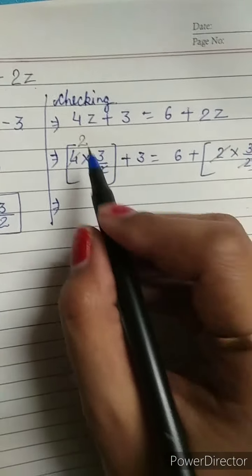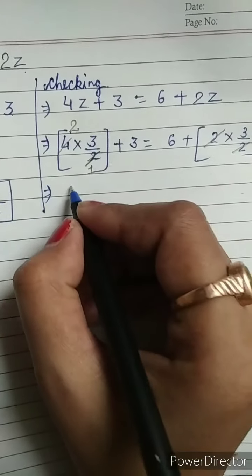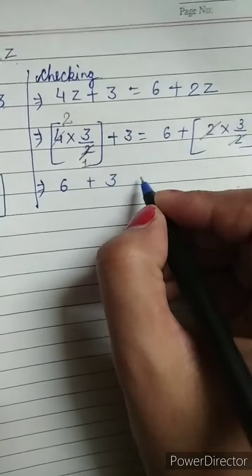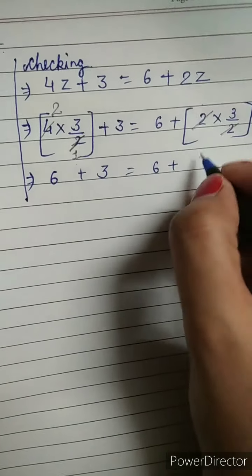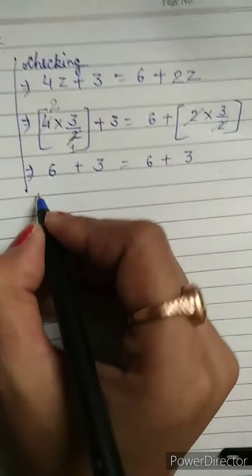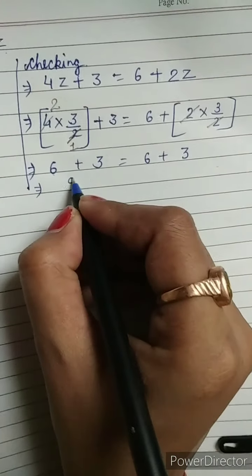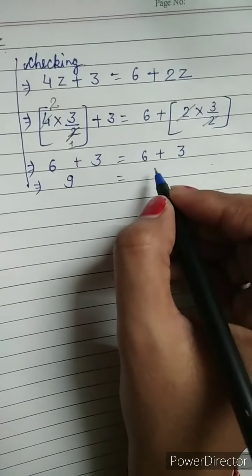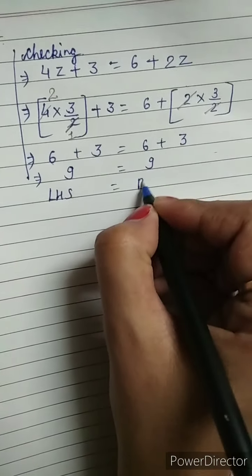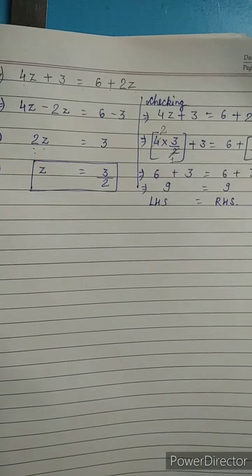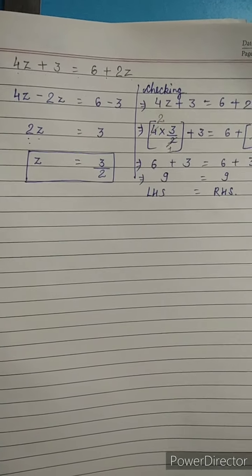Okay, so when we open the bracket, 2 threes are 6 and here 3, here 6 as it is, and here we have 1, so 1 into 3 it will be considered as 3. So 6 plus 3 is 9 and here 6 plus 3 as 9. So we can say LHS is equal to RHS. That means we have taken the right value of z, that is z is equal to 3 by 2.